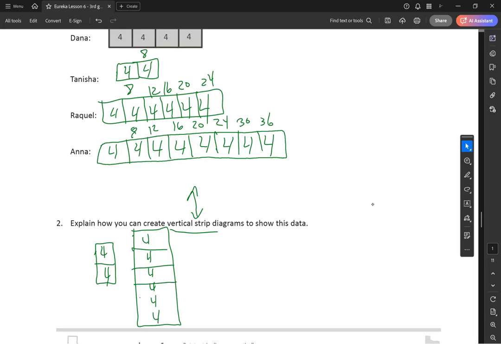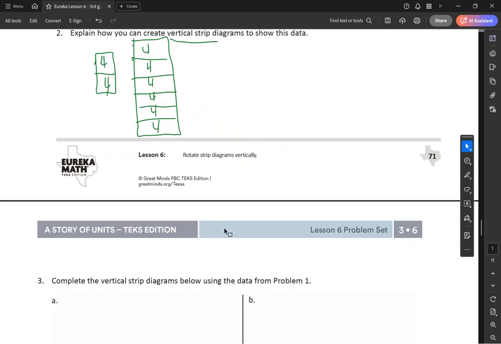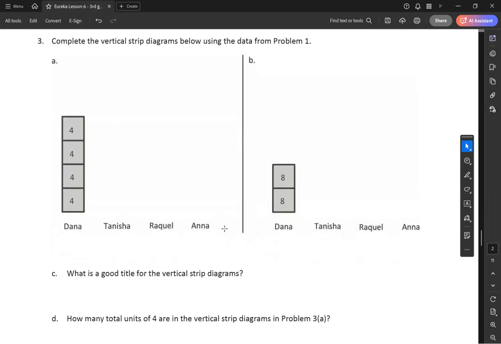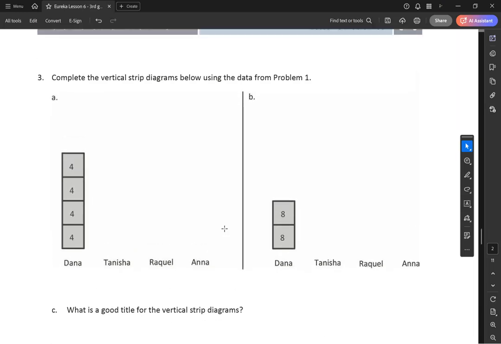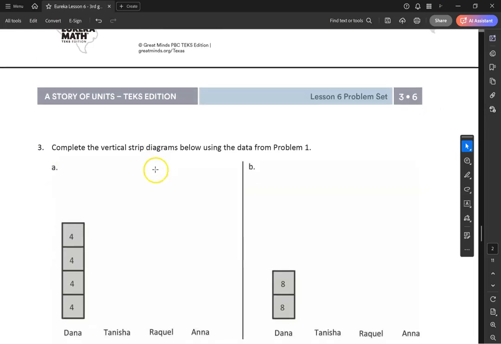Okay, that's it. That's all I would do. It's the same thing. It's the same amount. Nothing changes. The amount doesn't change. It stays the same. All you do is flip it vertically instead of horizontal. Okay. All right, next page. Complete the vertical strip diagrams below using the data from problem 1. So here we're actually going to do it.